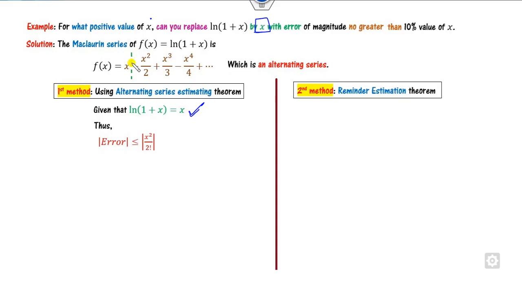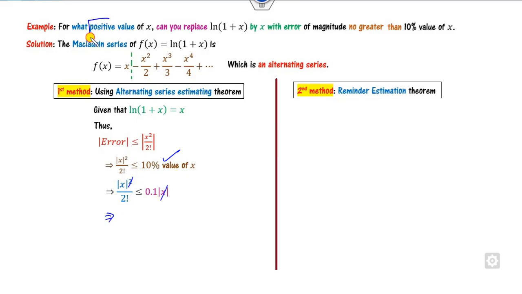So it means I want to truncate here. So the error will be the first unused term. The first unused term is x square by 2. Now it is given to you that the error can't be greater than 10%. It means it's less than or equal to 10% of x. So I can use the 10% of x. Can you find the value of x?